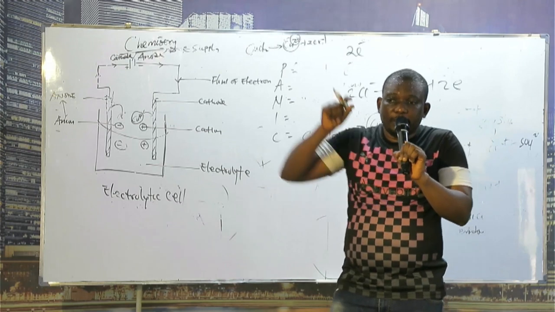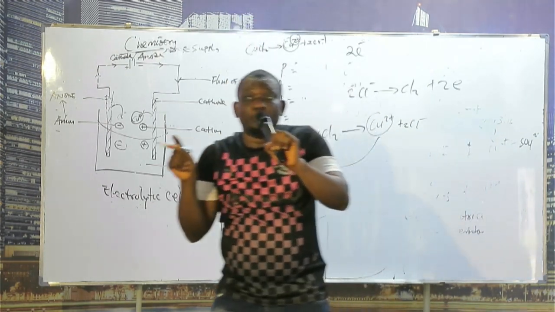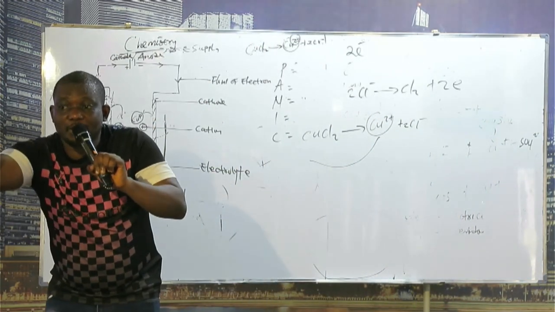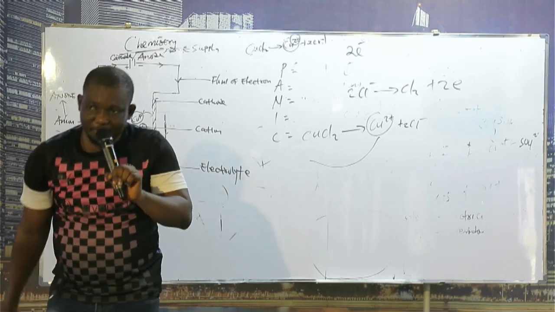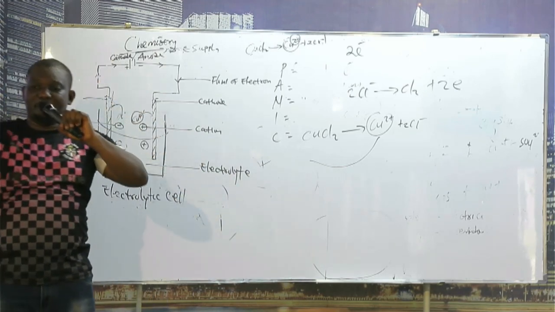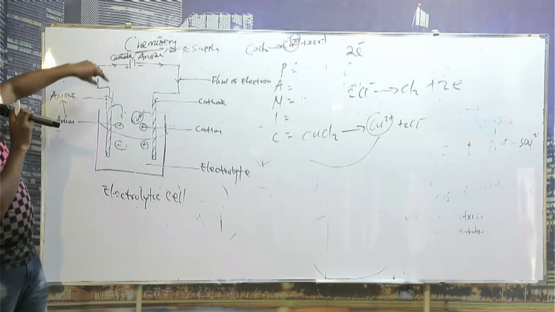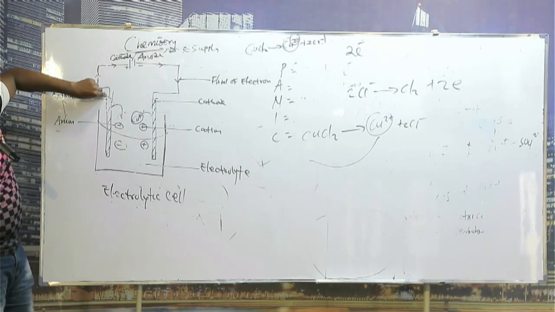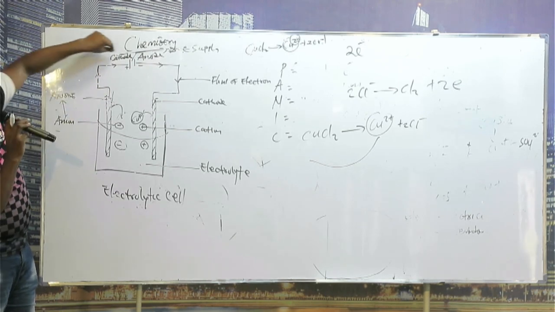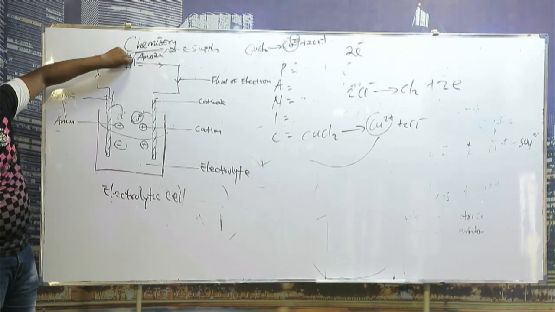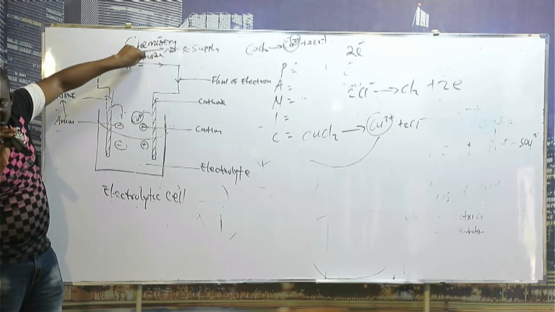You will take the battery now. Plus and minus. How can we put the battery? What is the battery now? What is the wire now? I say from the cathode, from the anode, to the plus sign of the battery.